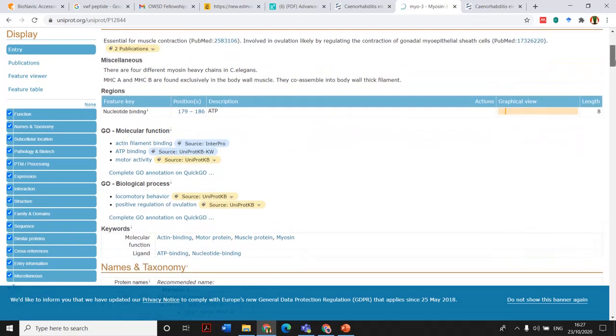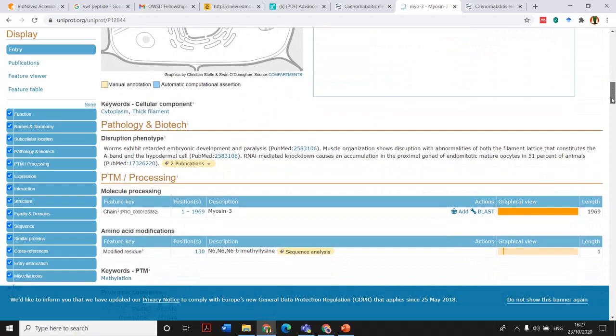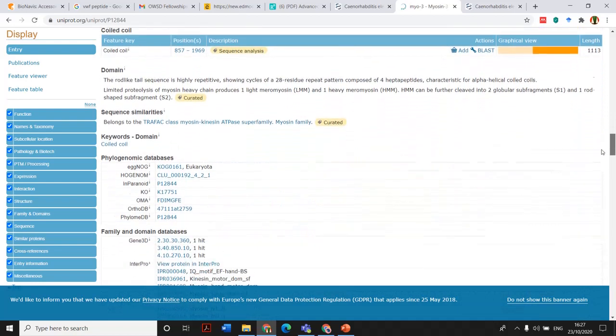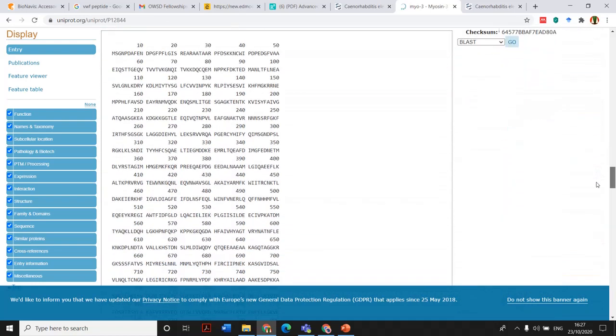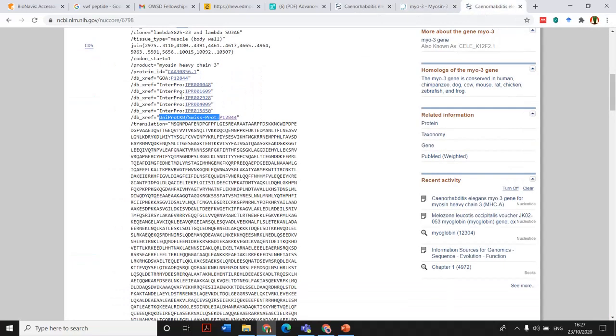If I go into this, let me see if I can find it. Expression and all that thing. There you go. So this, let me see if I can zoom out. Okay, so MSGNPDAFEN, and we were doing the same thing, MSGS. So basically what I'm trying to say is that there are a lot of protein databases or nucleotide databases out there. Obviously they are from different sources, but when you talk about the same protein, they should give you the same information.